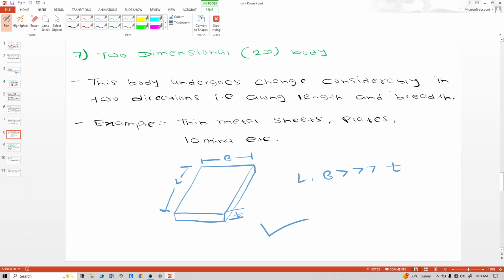A body undergoes change considerably in two directions, that means along length and breadth. One dimension is small as compared to the other two dimensions. Comparatively small, considerably small. Yes.